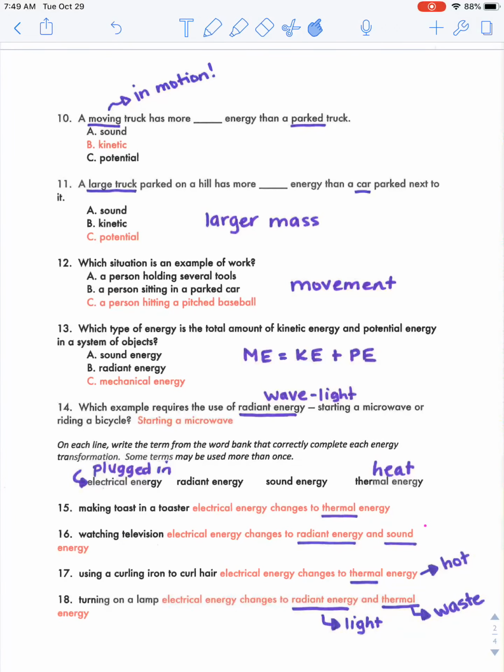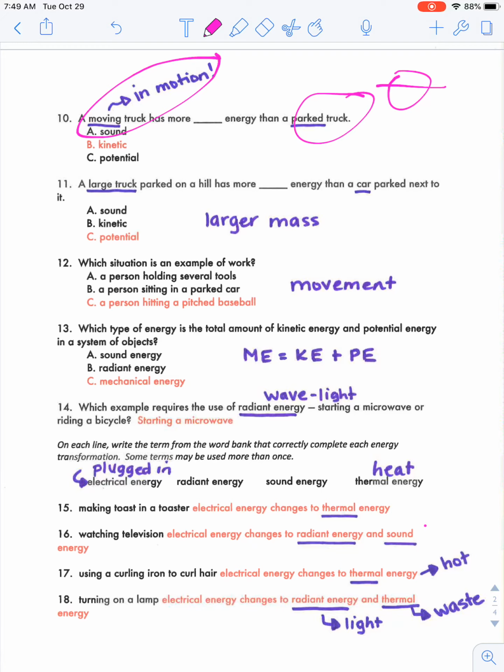A moving truck has more kinetic energy than a parked truck. Well, that makes sense to me because moving is in motion and kinetic is movement. Parked car, there is no movement. So a moving car is definitely going to have more kinetic energy than a parked car.